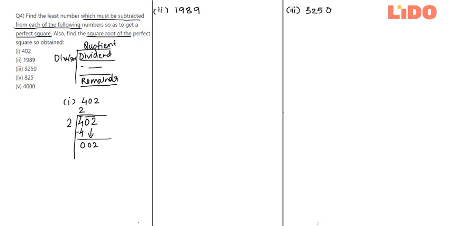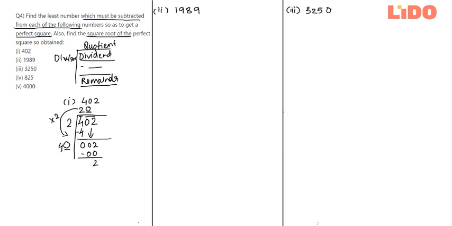Then what do I need to do? I need to multiply my quotient so I can get a new divisor here, and I need to find another number that can fill the blank so that it will be subtracted from 02. Over here the only possible combination is 40 into 0, that will give you 0, and then you will get the remainder as 2.